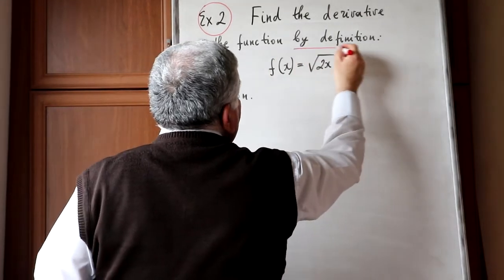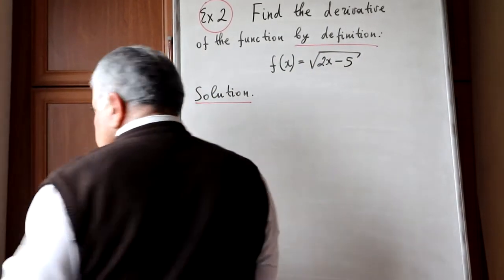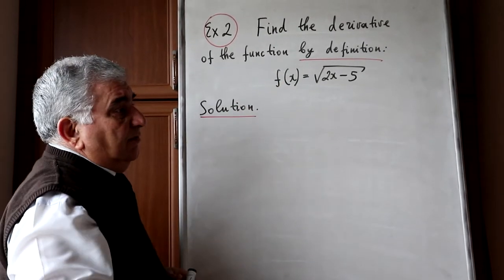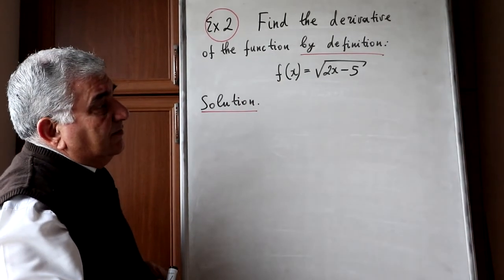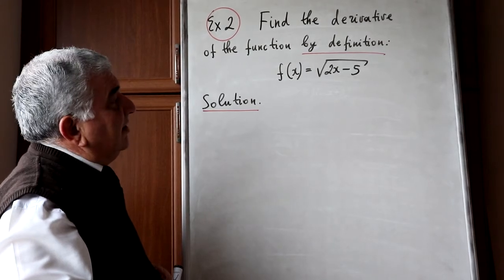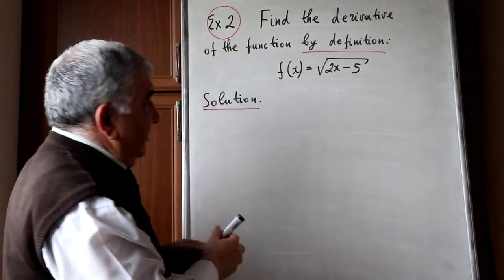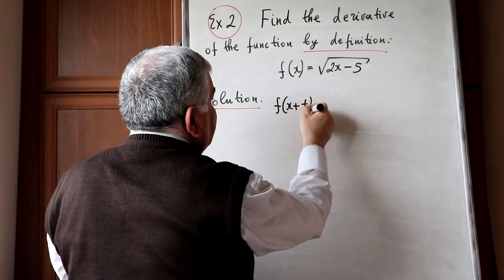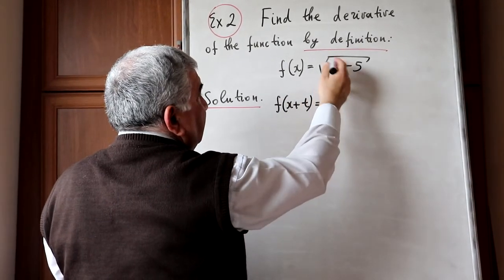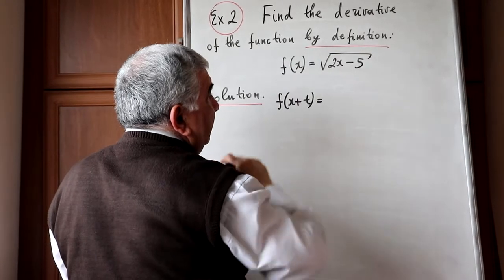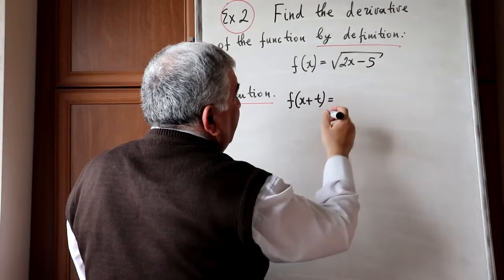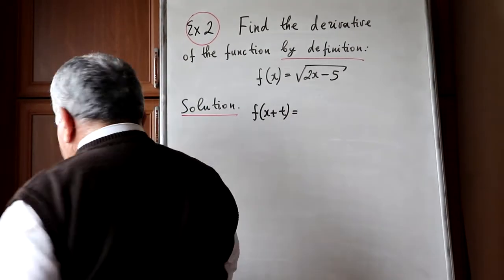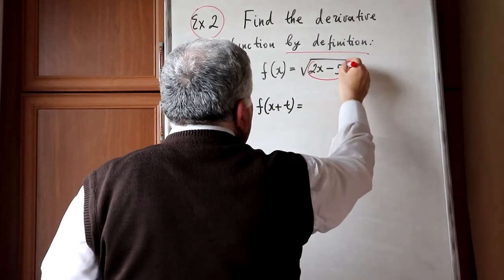By definition, solution. We already have the expression for the function f of x, and we must then obtain the expression for the value of the function at x plus t. That is, we must find f of x plus t. For this, we must substitute x plus t instead of x in the root expression.